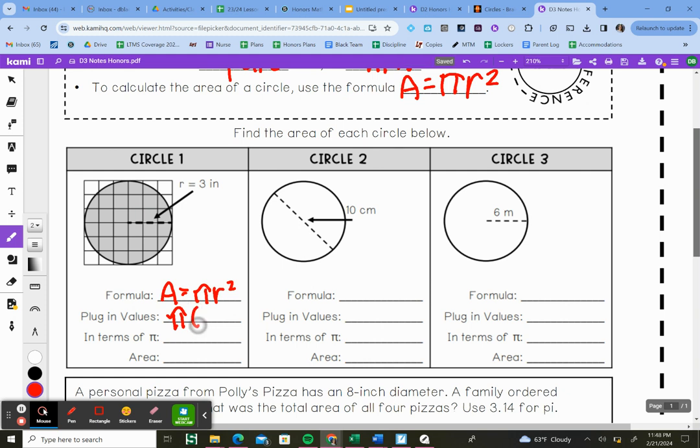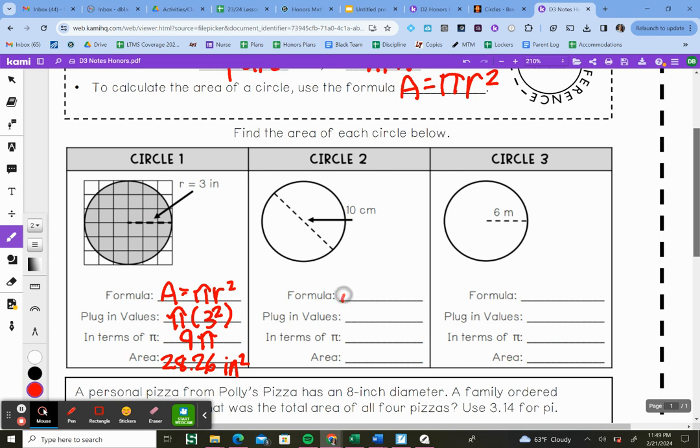times, you can write this however you want. I'm going to put it in parentheses, times 3 squared. So 3 squared is 3 times 3, that would be 9. So in terms of pi, that would equal 9 pi. Or if I want to use 3.14, I would do 3.14 times 9. I would get 28.26. And it says inches, but the units are going to be square inches. So I'm just going to put inches with a little 2 for squared. So if you counted the little squares in that circle, there are 28.26.